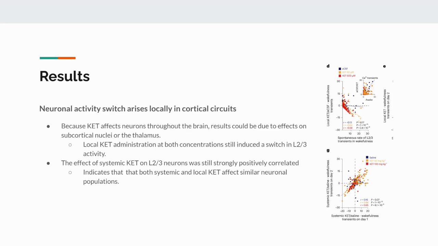Researchers wanted to know if ketamine was causing the switch locally or systemically. Because the change occurs across the cortex, ketamine could be acting on either the subcortical nuclei or the thalamus. However, when injected locally, ketamine still caused the same effect on layer 2-3 neurons. Systemic ketamine delivery is still strongly correlated with the activity switch, and the experiments imply that both systemic and local ketamine affect similar neuronal populations, and that the ketamine-induced neuronal switch is reproducible in similar neuron populations. Simply put, ketamine can affect the entire cortex, but is also able to make changes in a small population of neurons.